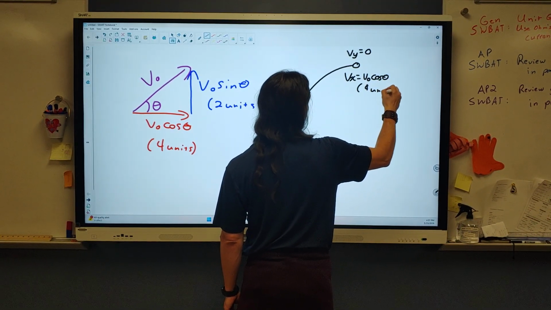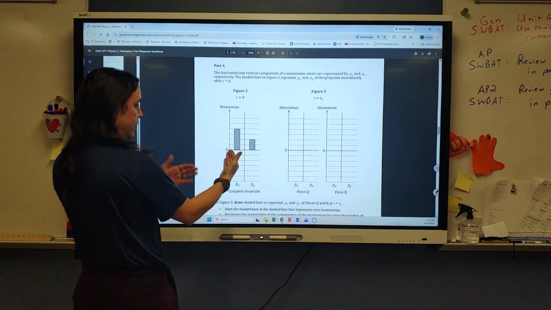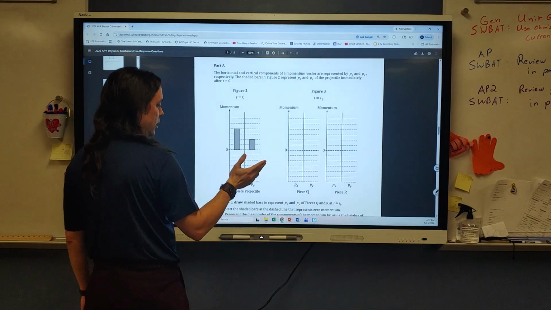which they define to be 4 units. I want to emphasize that because one of the things that they're looking for on this is you keeping track of the actual numbers. We have 1, 2, 3, 4 units. We have 2 here. Okay.